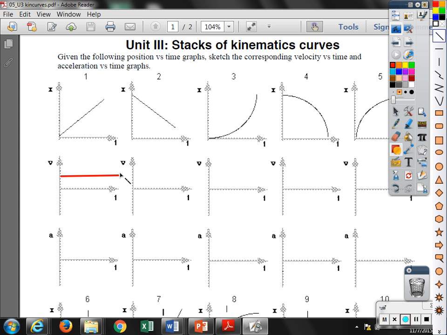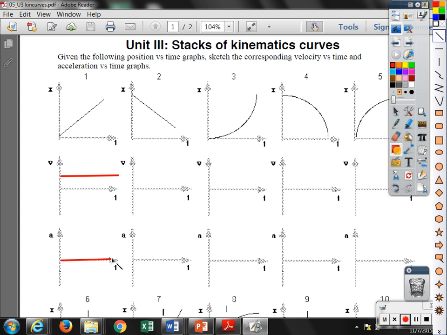Our new graph, the acceleration time graph, is a description of the slope of the velocity time graph. So if we go back to the velocity time graph that we just drew, the slope of that line is 0, because if there is no change in velocity, then there is no acceleration. So we'll label the acceleration as being 0 over time.